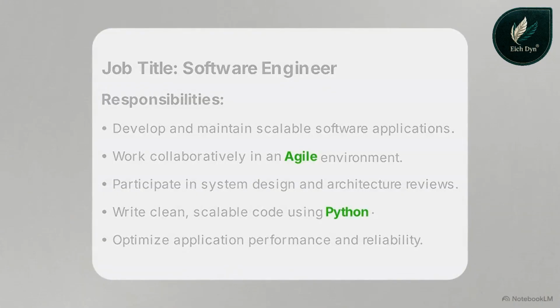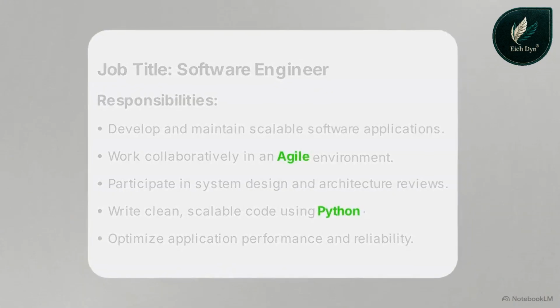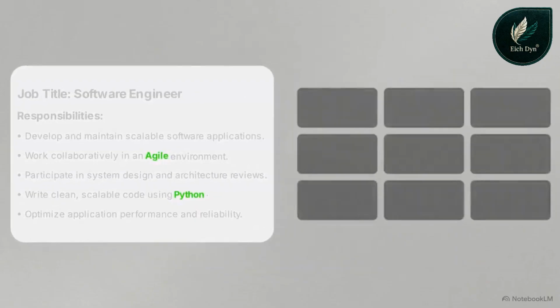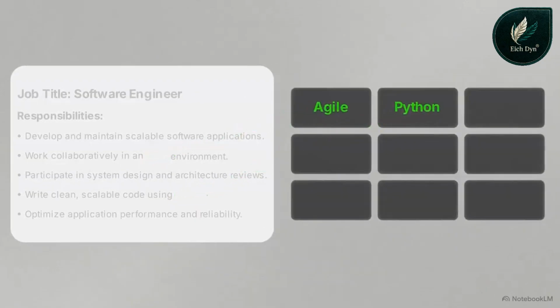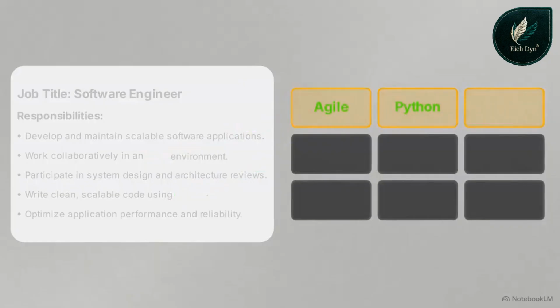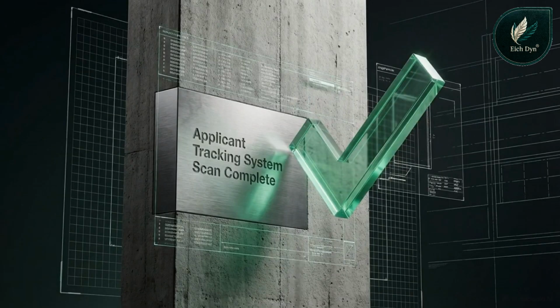You extract core competencies, like Agile or Python, and pull them into a structured data matrix. Isolating these requirements provides the exact data points the algorithm actively searches for. Extracting this structured data from the job description is the most reliable method to pass that initial algorithmic screening phase.